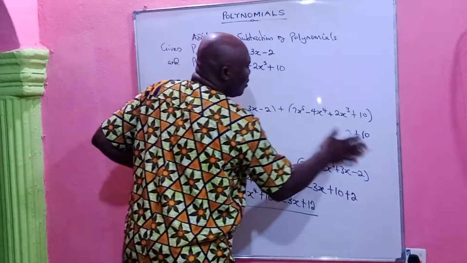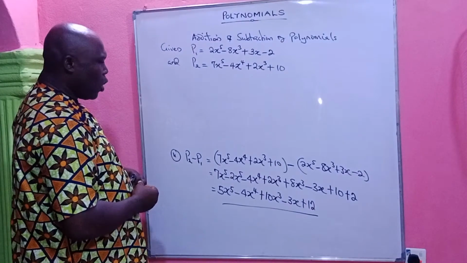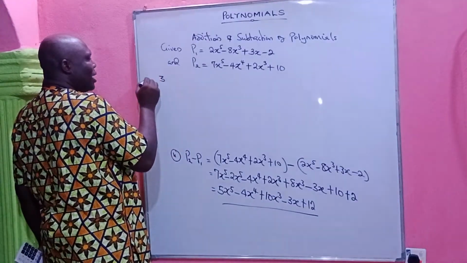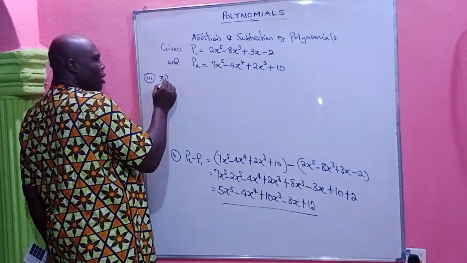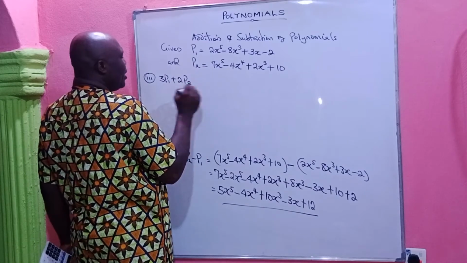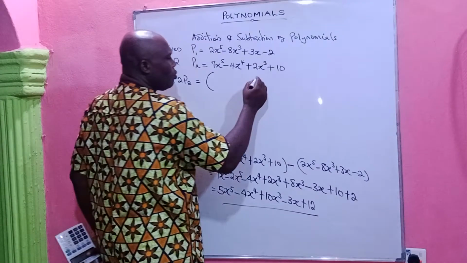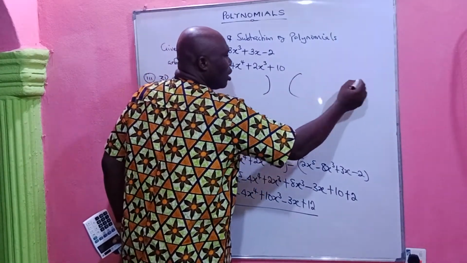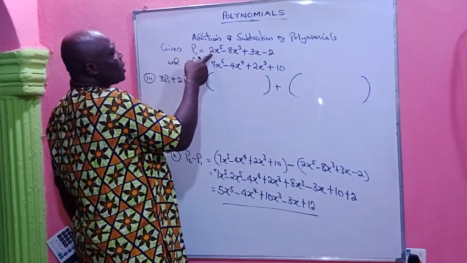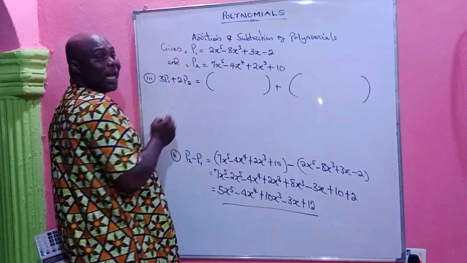So we want to resolve 3p1 plus 2p2. I think that's what they say we should do. So 3p1 plus 2p2 will simply be, let's take our 3p1. We want to multiply here by 3 and multiply here by 2. That's what we want to do.